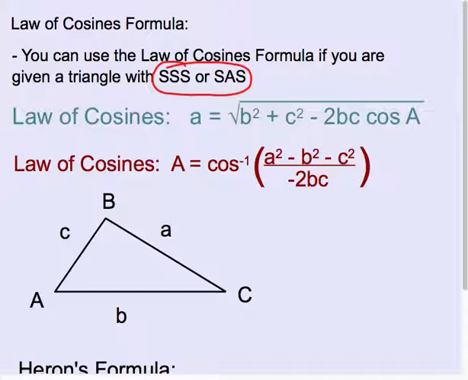So the formula to solve for an angle is, the first formula solves, square both sides, subtract b squared, subtract c squared, divide by negative 2bc, and then take the cosine inverse.